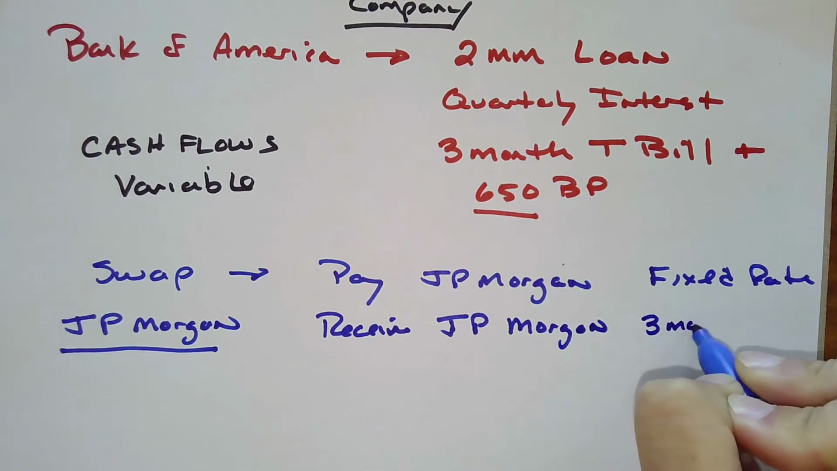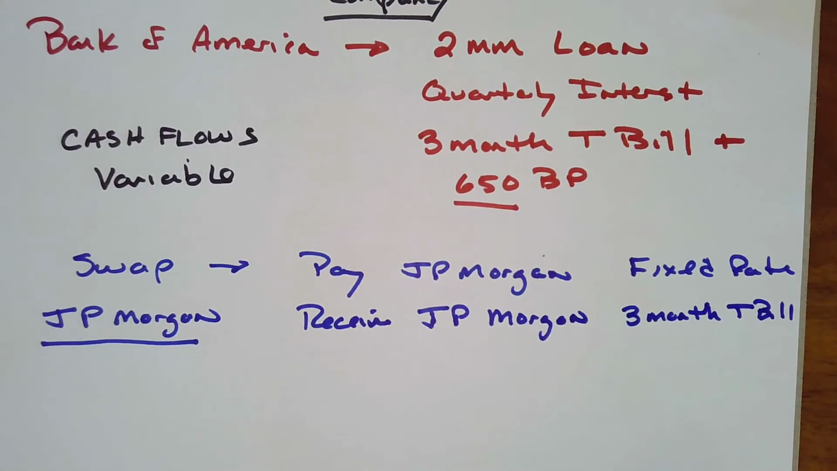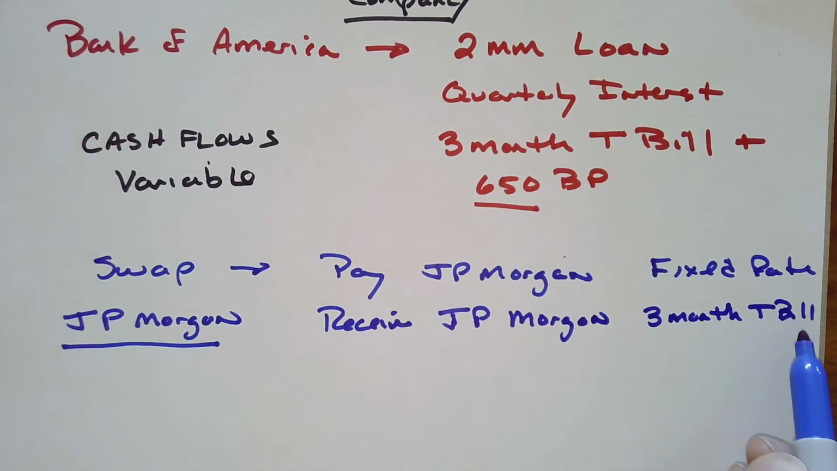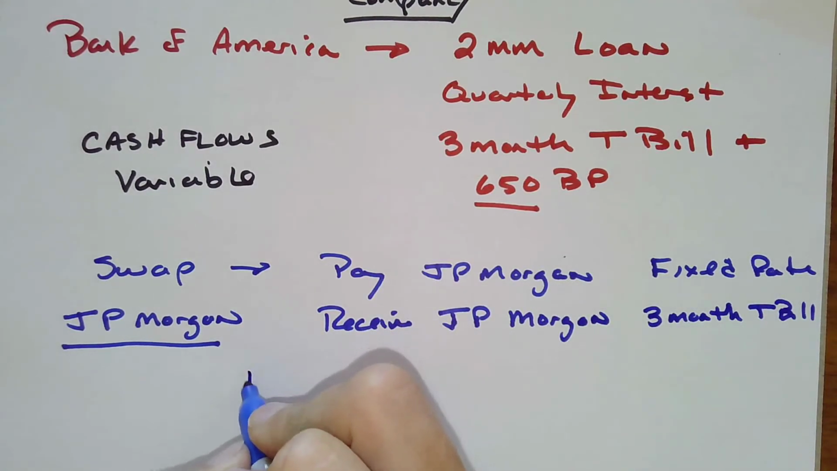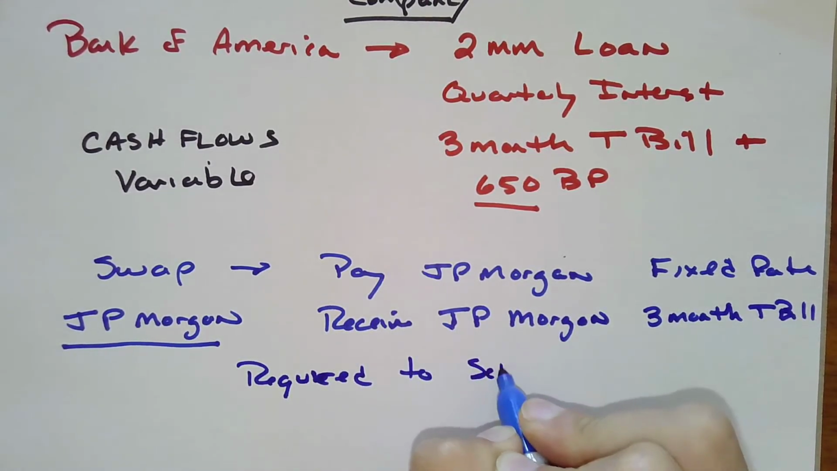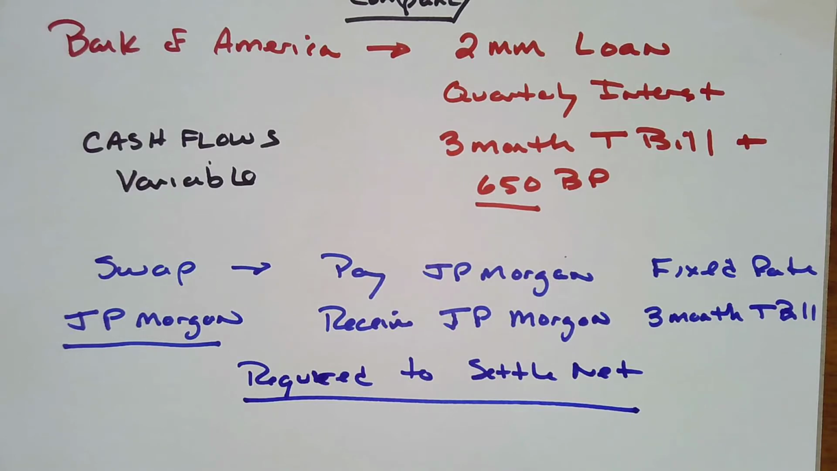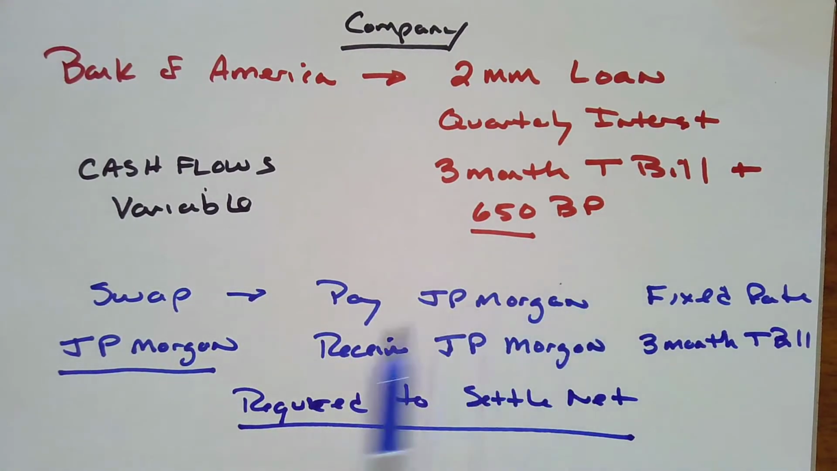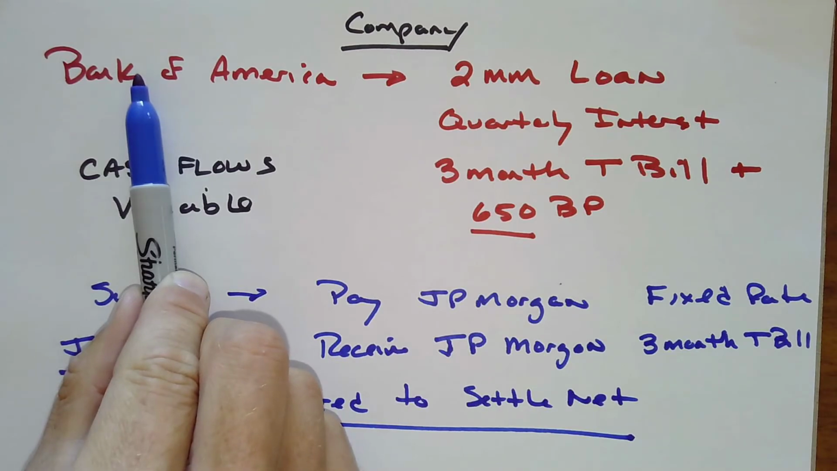the 3-month T-bill rate. So they're going to receive from J.P. Morgan the 3-month T-bill rate. They're going to pay to J.P. Morgan a fixed rate. And this is required to be settled net. That's in the contract. So what we have here is we're going to receive this 3-month T-bill. We're going to pay the fixed rate. And we're also going to pay the 3-month T-bill rate to Bank of America.